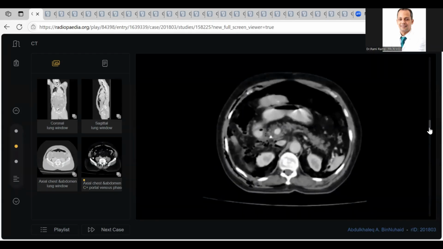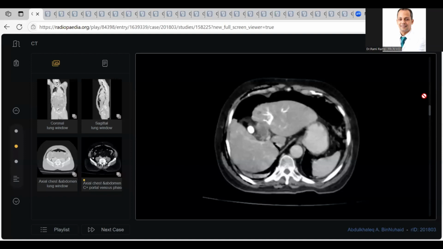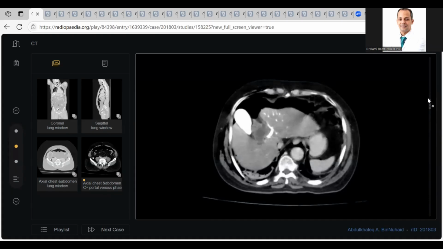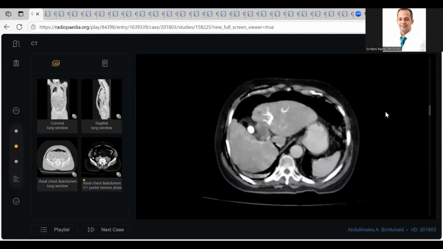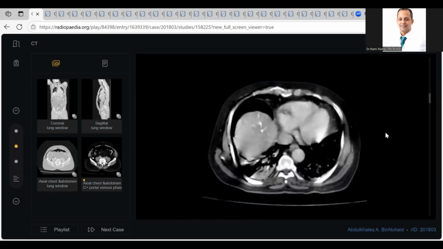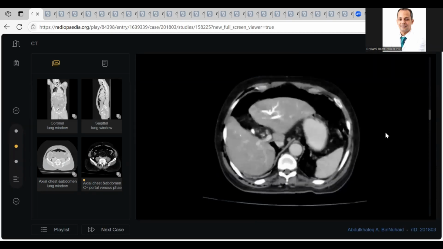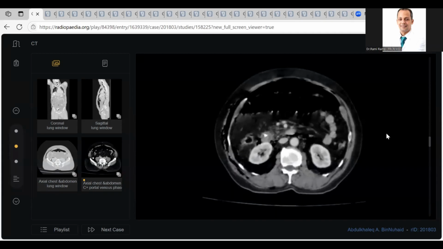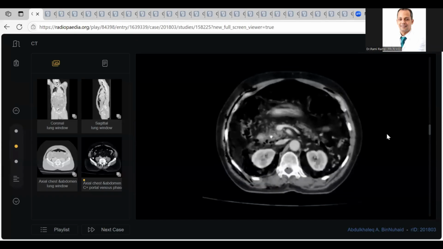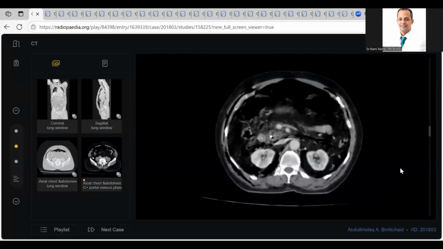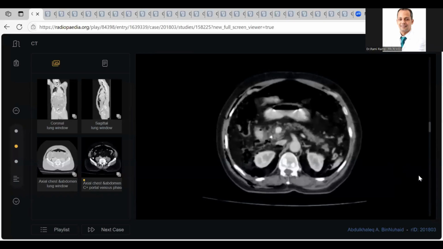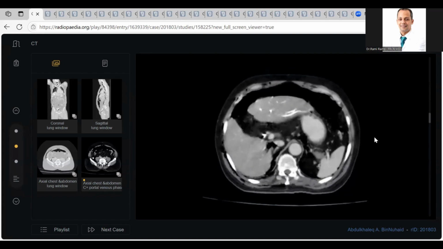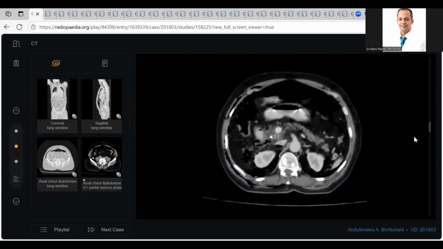It's difficult to control. Apart from this, there is some air foci along the course of the CBD coming below in the abdominal region. Sir, can you please scroll? It's moving that way, it's not able to scroll. Hello, sir. Hello. Yes, I'm scrolling.